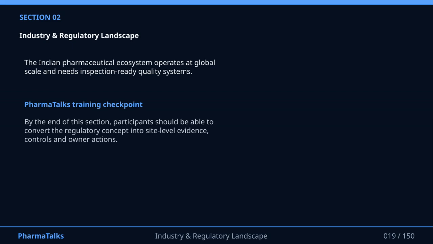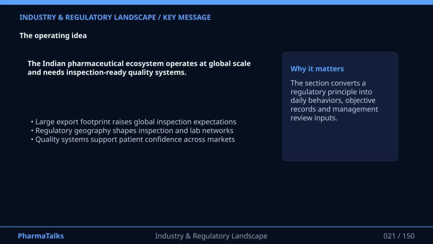By the end of this section, you will be equipped to translate regulatory concepts into practical, site-level evidence, implement appropriate controls, and define owner actions to maintain these standards effectively. This knowledge is essential for ensuring that your site can withstand audits and continue to deliver quality pharmaceuticals to the global market.